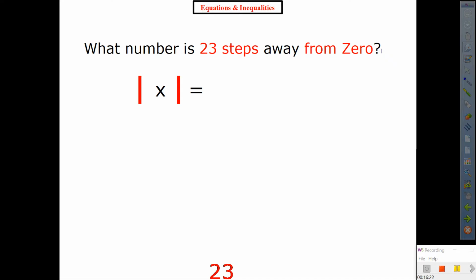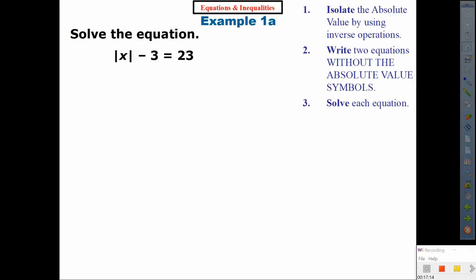Brianna? 23, Michael Jordan. What other number? Vianney? What other number is 23 steps away from 0? Negative 23. So we have what? Positive 23 and negative 23. Okay. Now that we have the main idea, copy this.